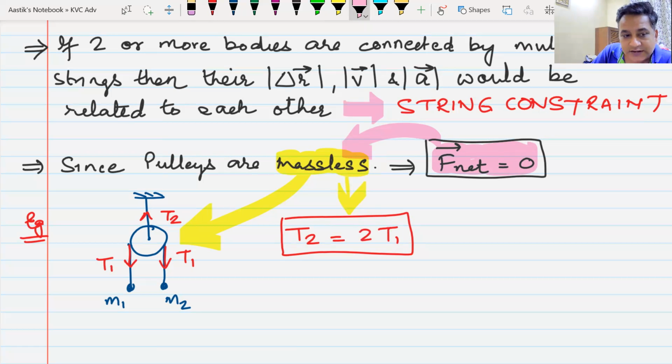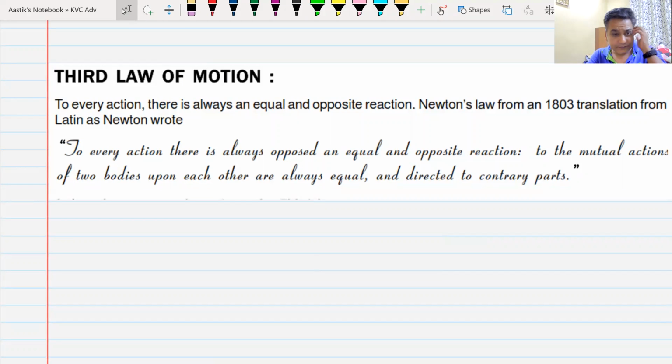Yes, sir. These are the things that you must remember about pulleys, strings and masses. And you must also remember Newton's third law of motion, because you will be encountering forces, and forces always exist in pairs. So what is Newton's third law of motion? To solve any question, you must remember Newton's third law of motion. And what is that? Every action has an equal and opposite reaction.